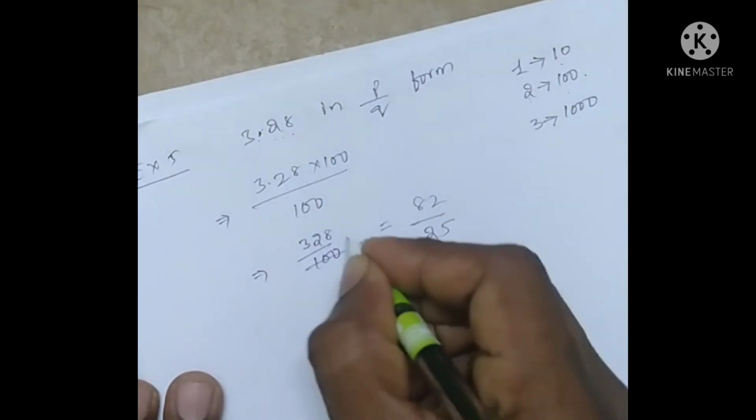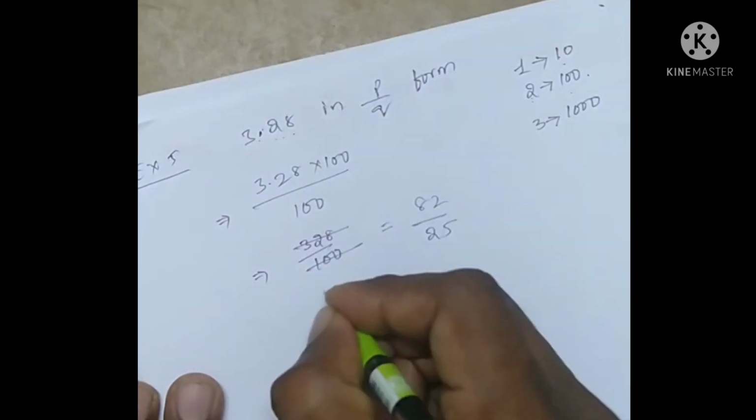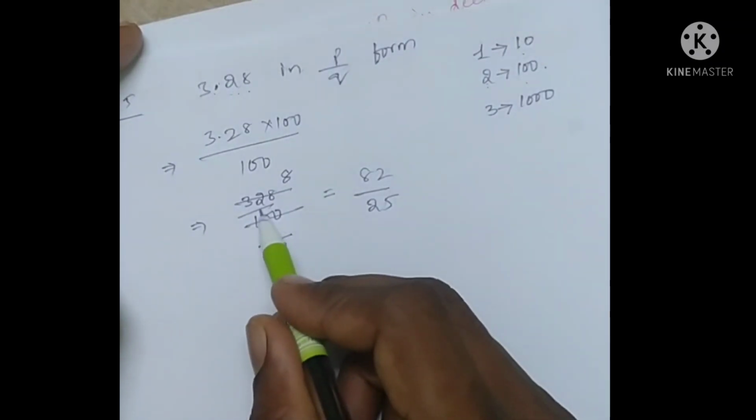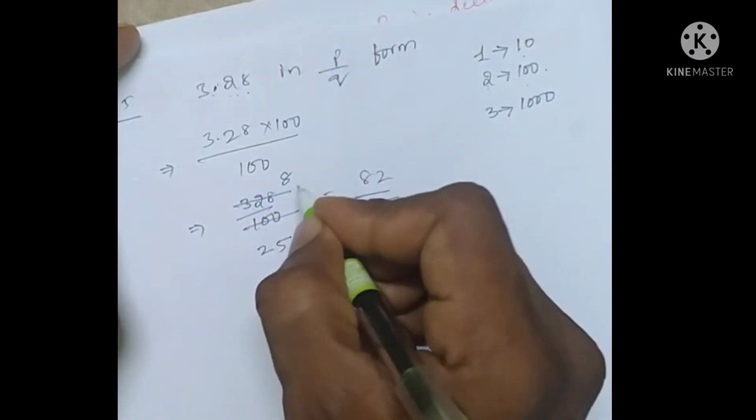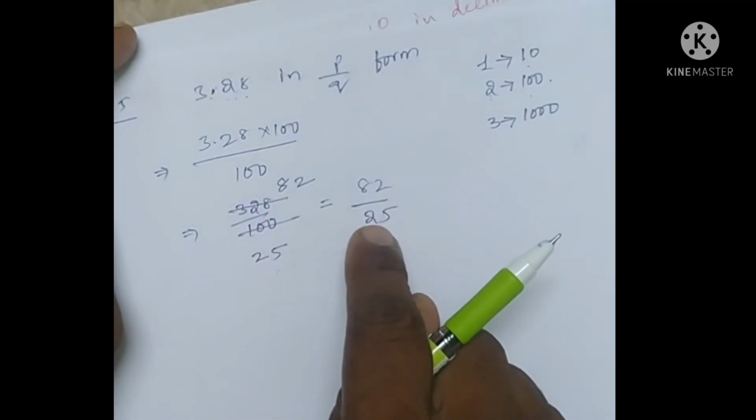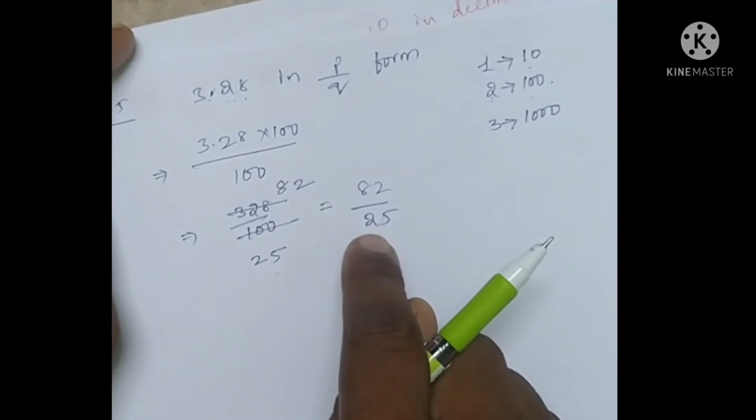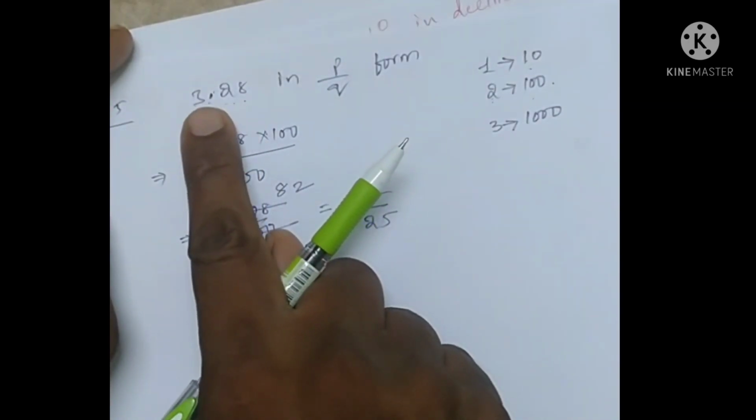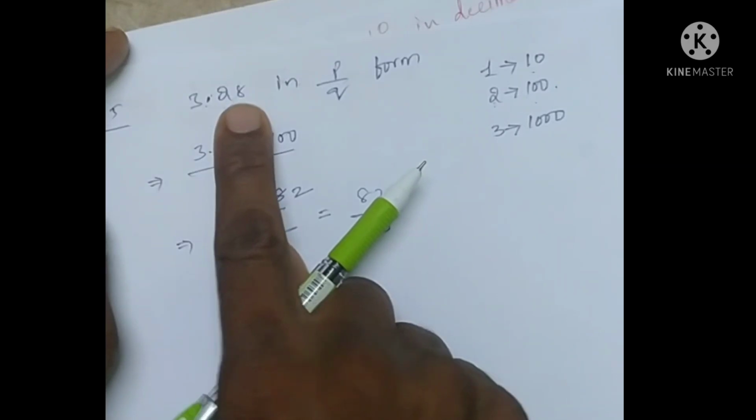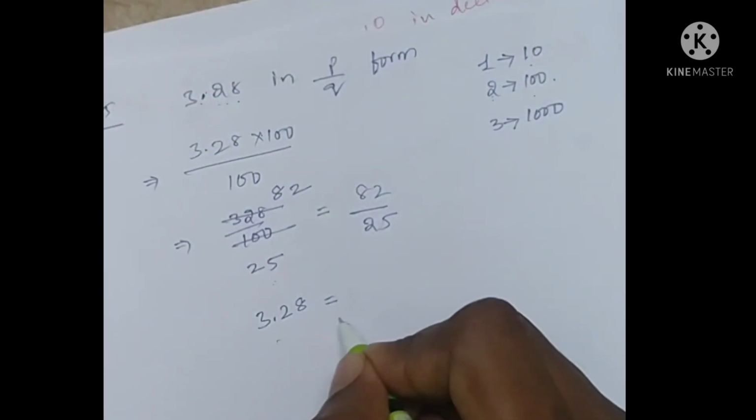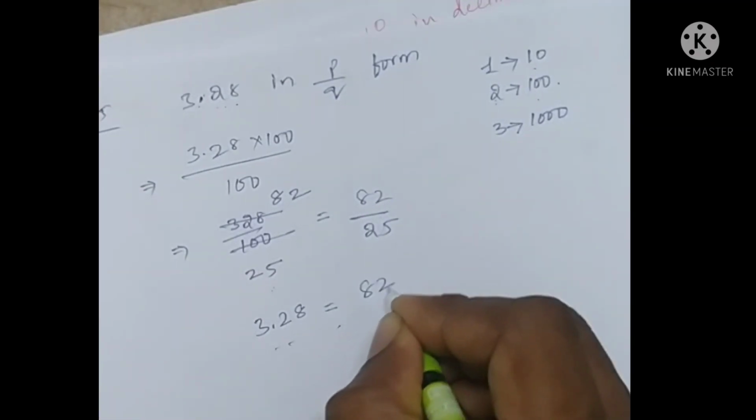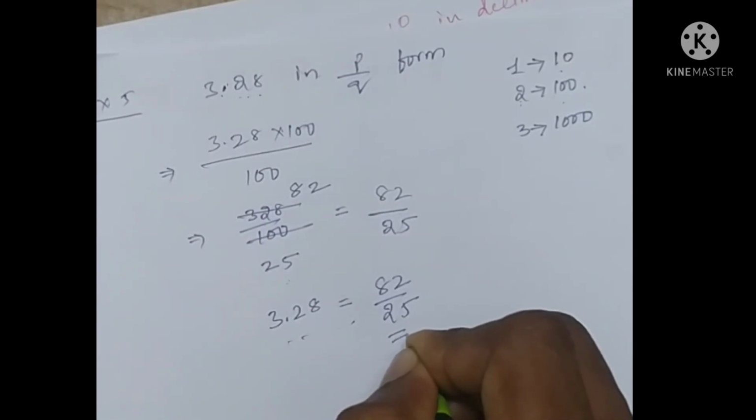So here 25. So here 25 fours are 100, 4 25s are 100, 4 8s are 32, 4 2s are 8. So 328 by 100 is equals to 82 by 25. This is the P by Q form of given decimal 3.28. The simplified P by Q form of 3.28 is 82 by 25. This is the final result.